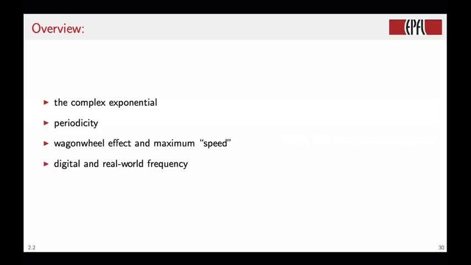The overview is the following. We are going to introduce a complex exponential, see periodicity, then a special effect which is called the wagon wheel effect, and the maximum speed of discrete complex exponentials. Then we are also going to contrast digital and real-world frequency notions.